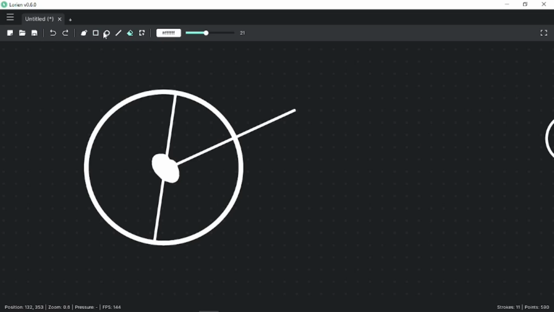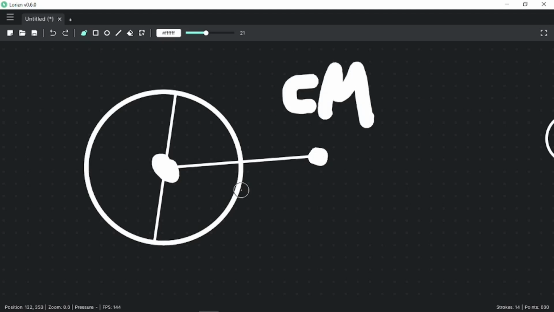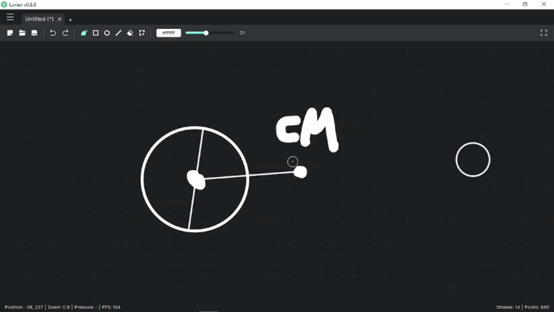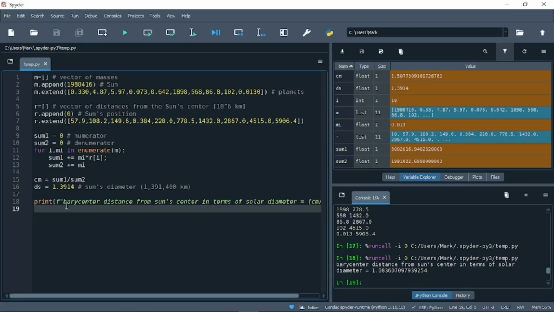So if we raise this one here, okay. What we are telling is that this distance between the solar center and the center of mass is actually a bit more than the diameter of the sun. It's more than double the radius of the sun. So it's actually outside the sun by twice its radius. Let's return to our script now.